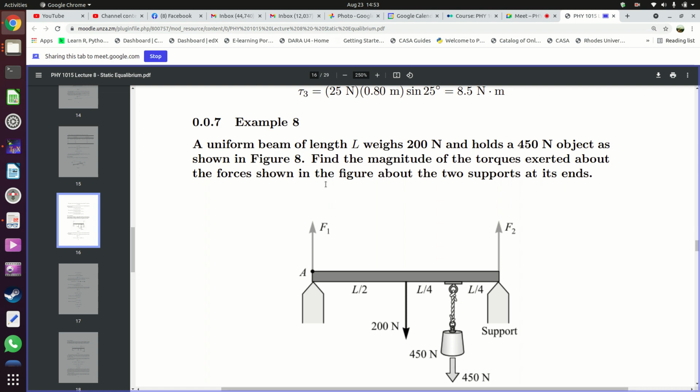Okay, the question is, find the magnitude of the torques exerted about the forces as shown in the figure about the two supports at the end. So what are the forces? The two supports are these ones. So this bar is going to be pushing against these knife edges, but these knife edges are going to push back. So there's going to be these forces, F1 pointing up in this direction, F2 pointing up in that particular direction, as shown in the figure.